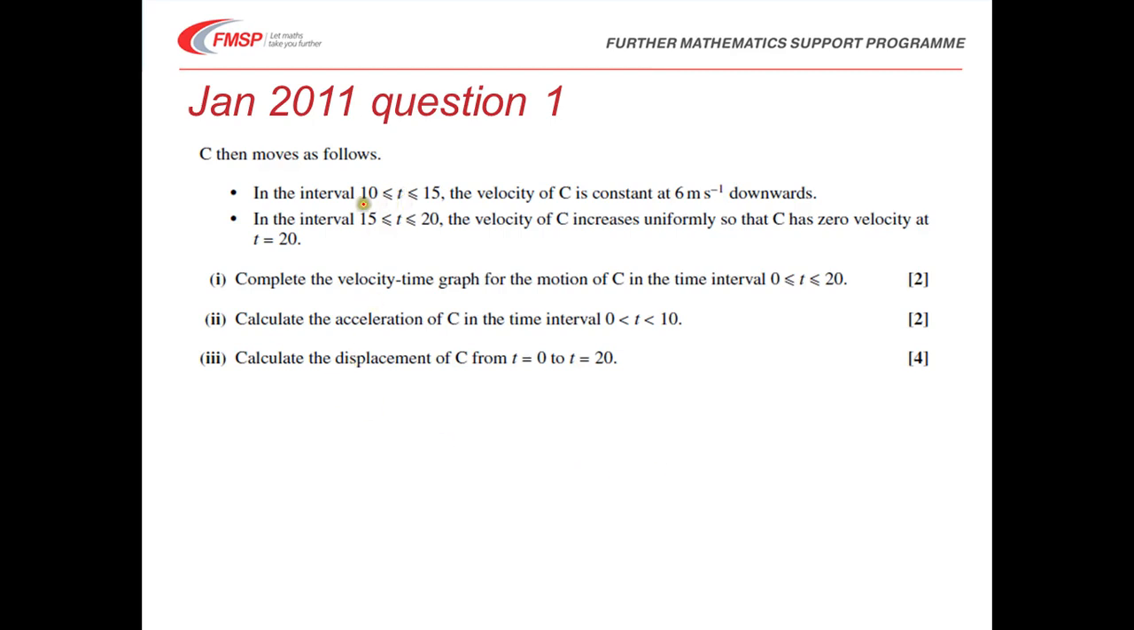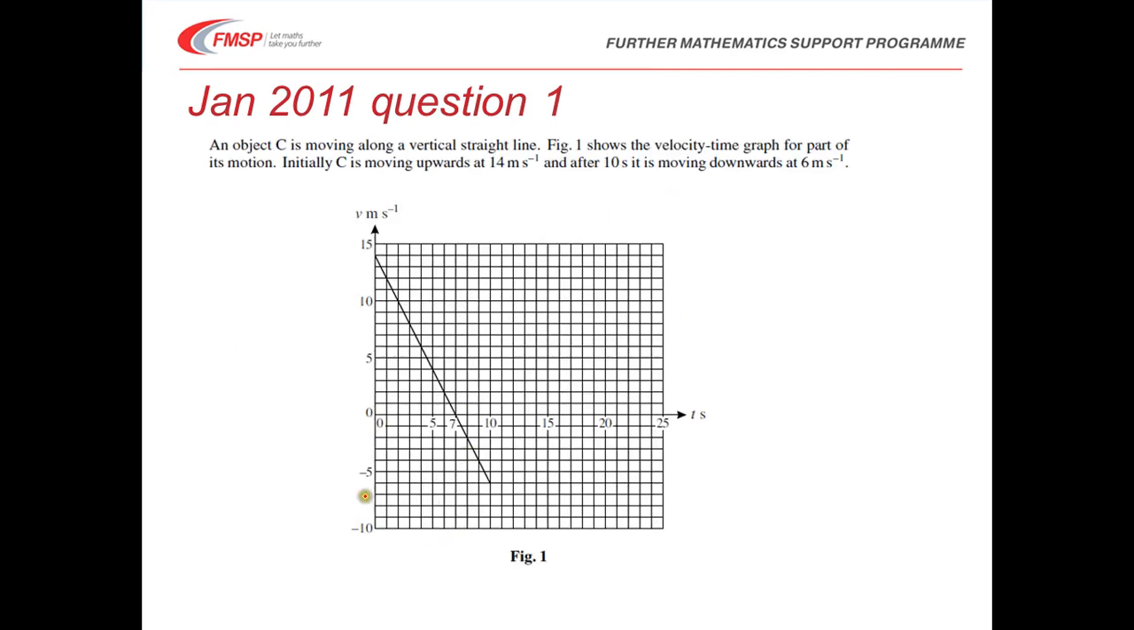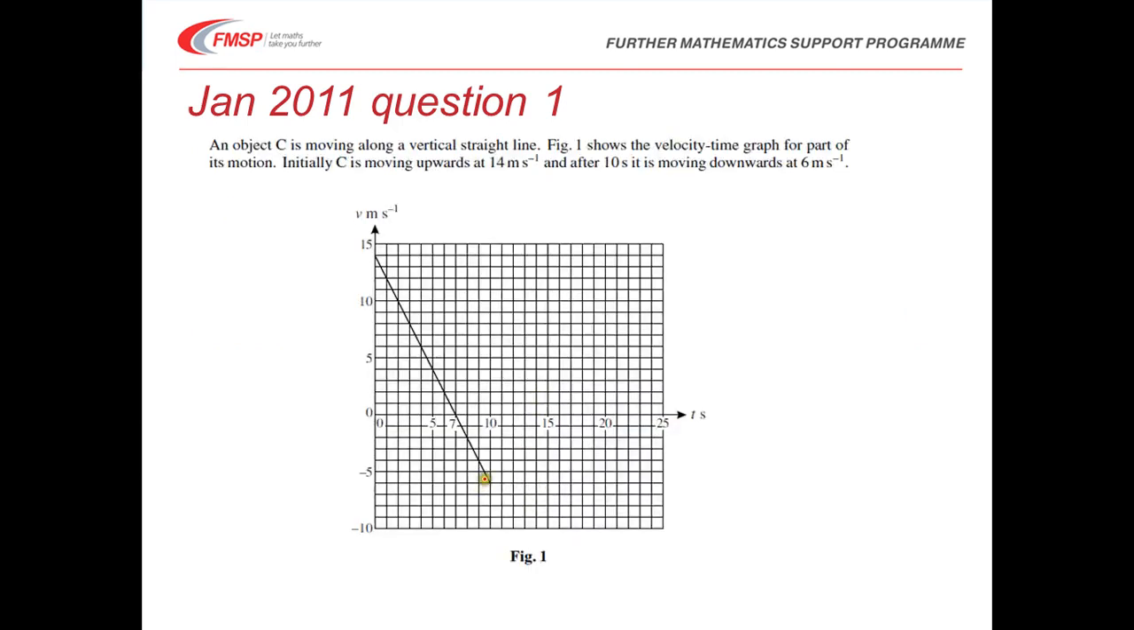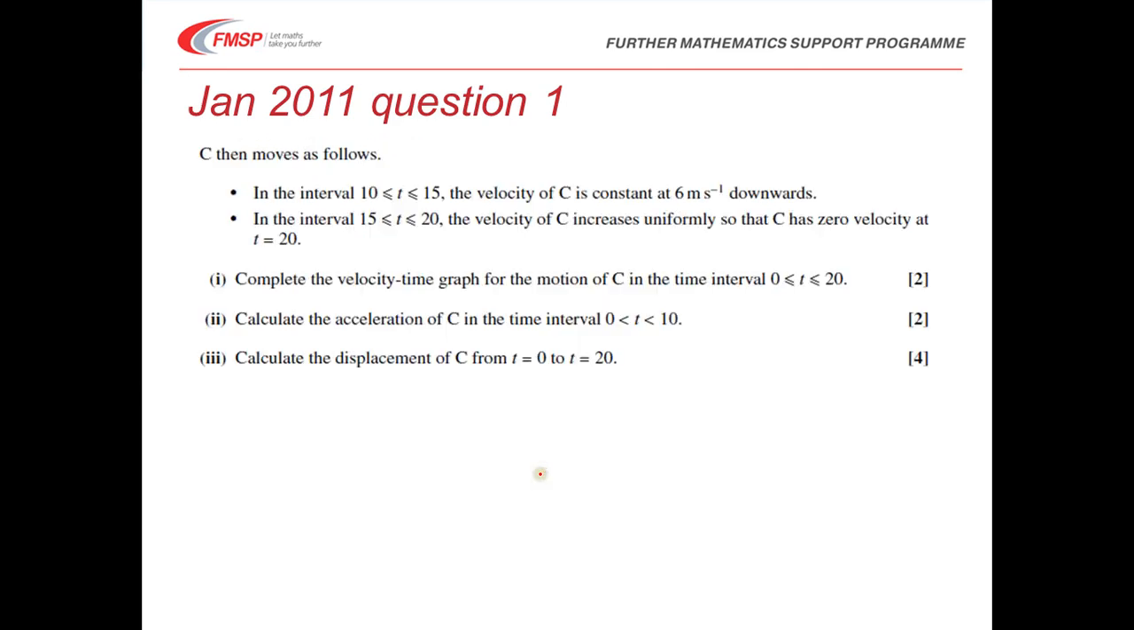At t equals 10, we can see from the graph here that we already have a velocity of -6, and we're told that it's going to have a constant downwards, or -6, velocity for the whole of the 10 to 15 second period. So that will be a horizontal straight line here between 10 and 15 at -6.